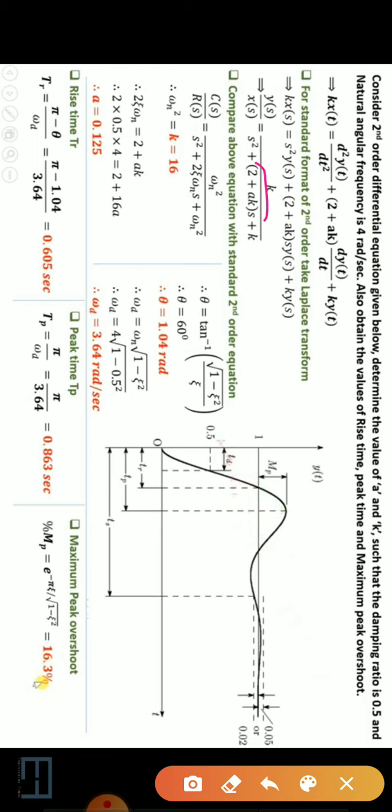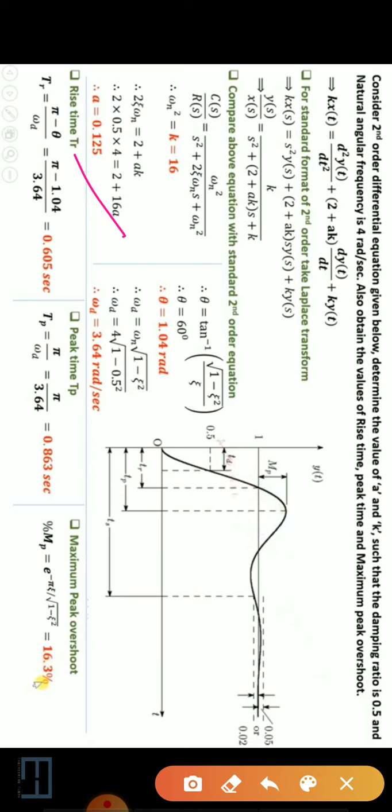Then 2 plus ak, that will be compared with 2 zeta omega n s. So 2 zeta omega n equals ak. By introducing the zeta value, that is 0.5 which is given in the question, and omega n equal to 4, we will get a is equal to 0.125, right? Then go for rise time.